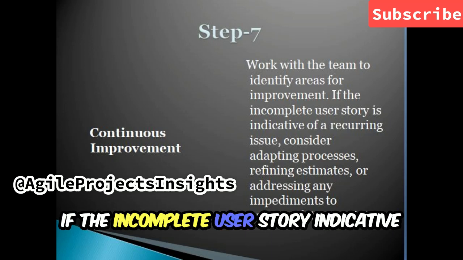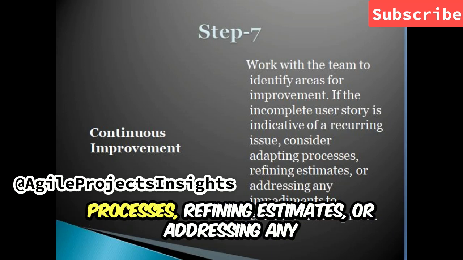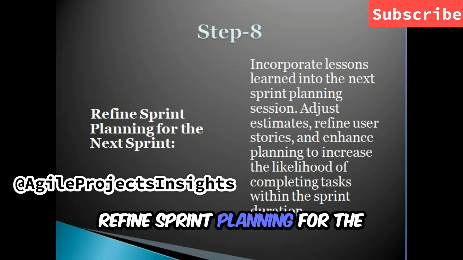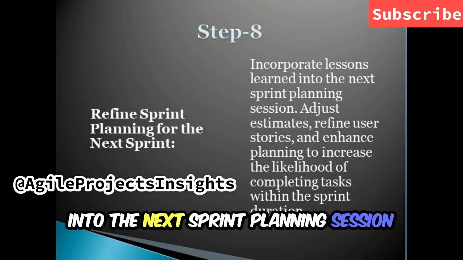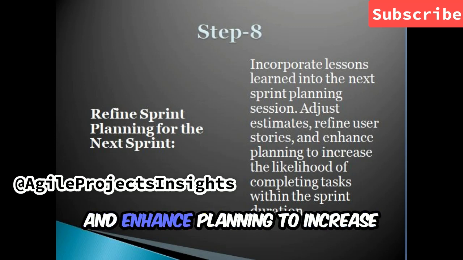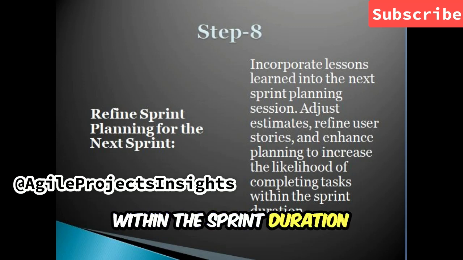If the incomplete user story is indicative of a recurring issue, consider adapting processes, refining estimates, or addressing any impediments to enhance future sprints. Planning for the next sprint: incorporate lessons learned into the next sprint planning session. Adjust estimates, refine user stories, and enhance planning to increase the likelihood of completing tasks within the sprint duration.